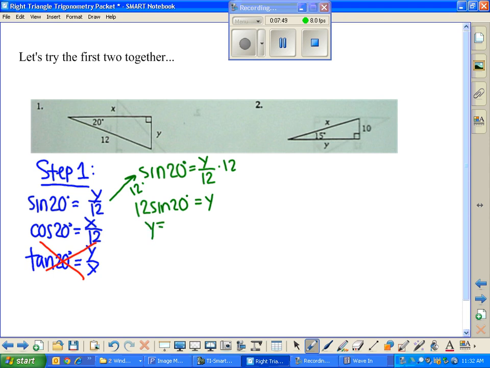Can someone give me an answer when you got it up on your calculator? For y, 4.1. Do we see that? Did everyone get that? 12 times the sine of 20 degrees. Make sure you're in degrees.